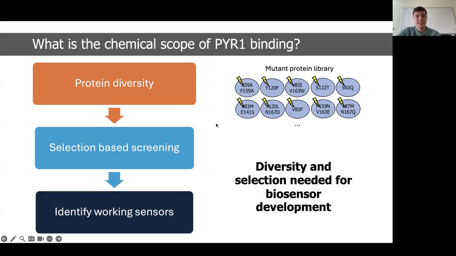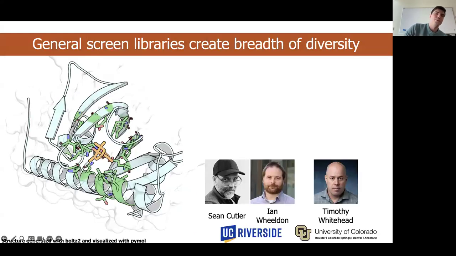And so to get at this first question on what is the scope of chemical binding for Pier 1, we need to build biosensors. Building biosensors typically involves having a large amount of protein diversity, having some way to select for or against that protein diversity with a chemical of interest present, and then going back and sequencing those sensors. So you need diversity and selection for biosensor development. And so to look at the diversity of Pier 1 pockets that can bind to different small molecules, we created what I like to call general screen libraries.